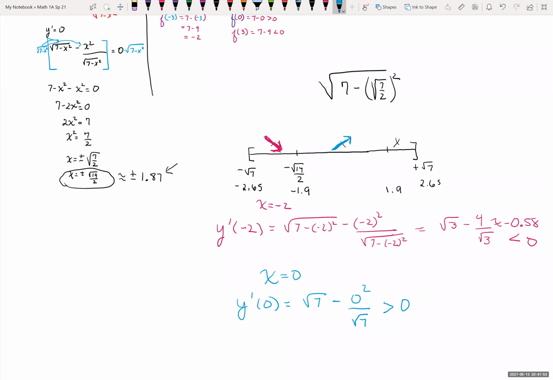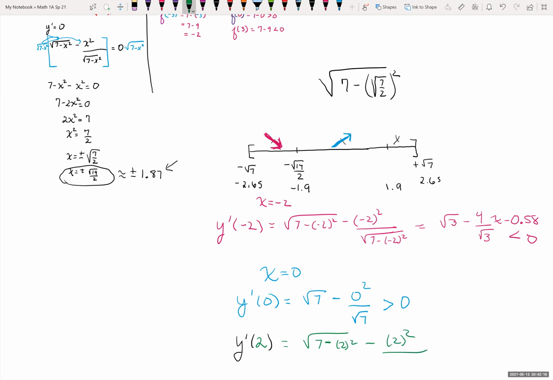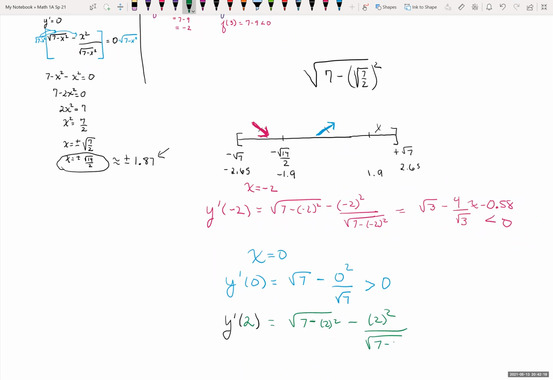Choose something between 1.9 and 2.65. This is where we could have used facts about symmetry maybe to help us, but we didn't, so let's just keep going. So if we plug in 2 here, notice that this is going to give us the square root of 7 minus 2 squared minus 2 squared all over the square root of 7 minus 2 squared. So that gives us the same thing as we had here, root 3 minus 4 over root 3, which was less than 0. So this is decreasing in here.